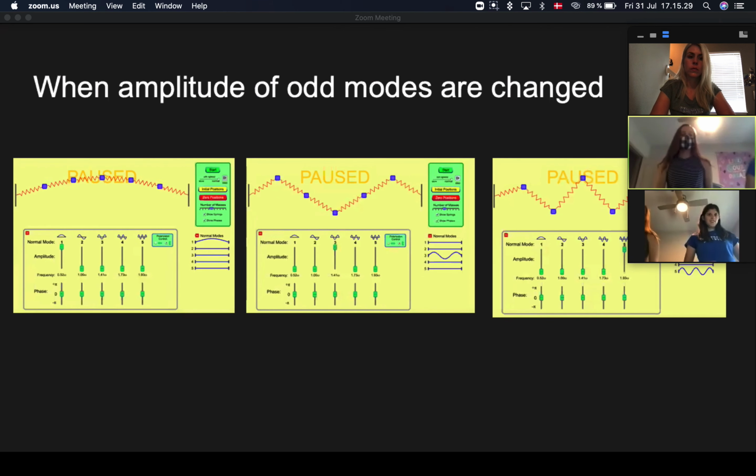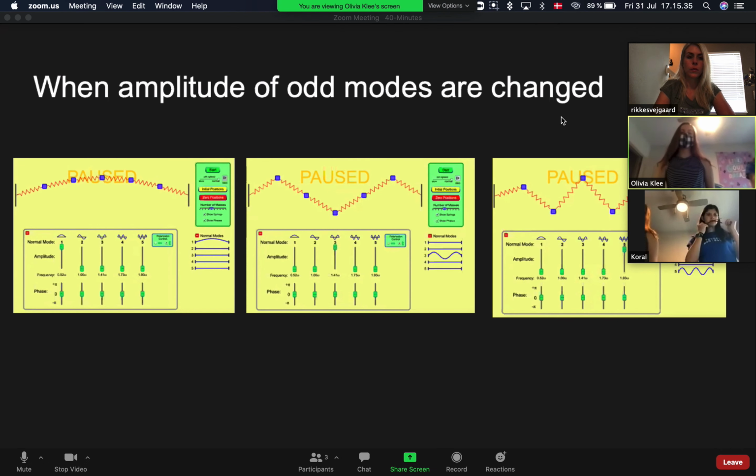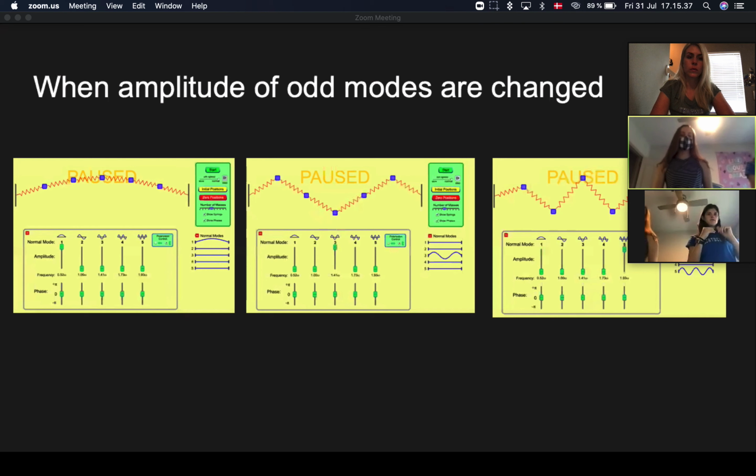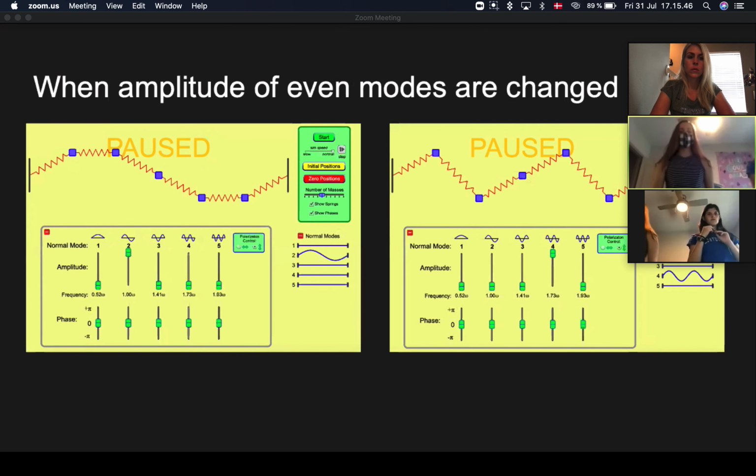Okay, so when the amplitude of odd modes is changed, we saw that the corresponding mass was heightened, and then mass 5 always increased in amplitude. And for even modes, it had the opposite effect. So if you heightened mass 2 and mass 4, mass 5 went down.